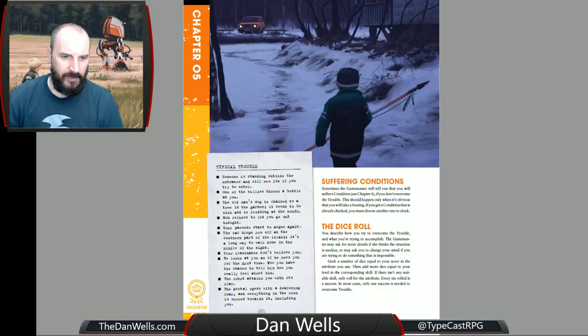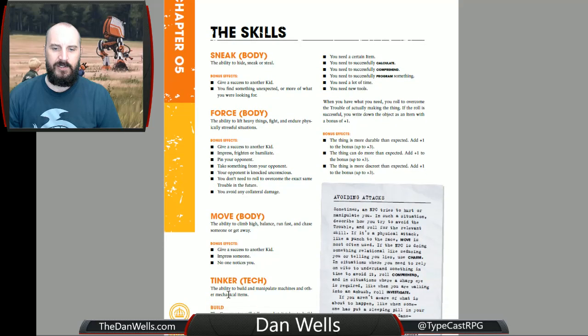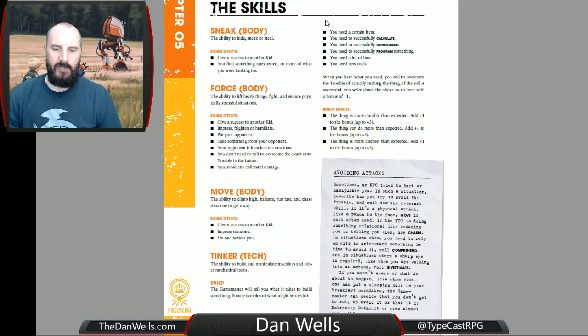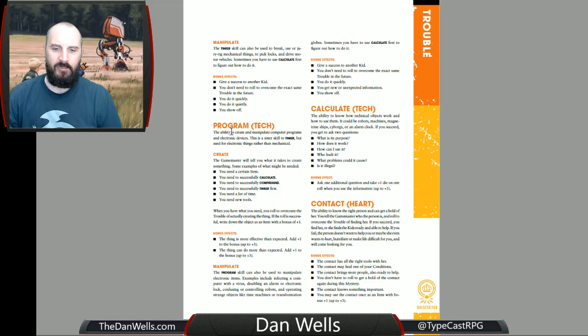Is the skills over here? No. Where are the skills? Here's the skills. So, the body skills are sneak, force, and move. The tech skills are tinker. Come on. It keeps resizing the PDF every time I click on the table of contents. The tech skills are tinker and program and calculate. Contact is a heart skill.